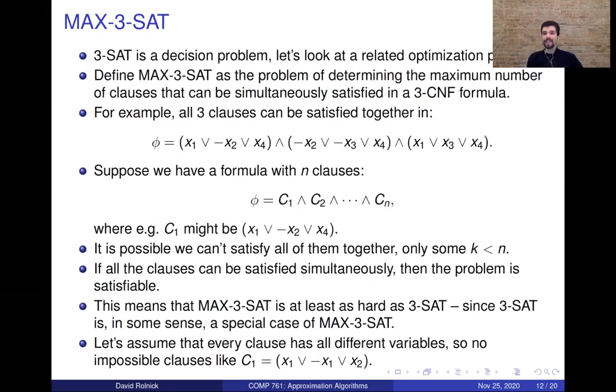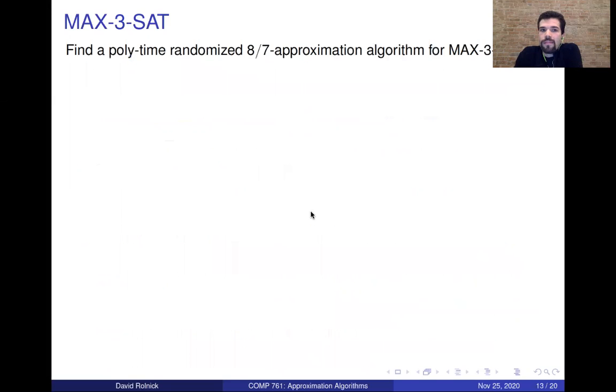Again, we're trying to find the maximum number of clauses that we can satisfy. So let's find a polynomial time randomized approximation algorithm for max 3SAT. And we're going to get pretty close. Remember, the best we could do for an approximation algorithm is a factor of 1, which means we exactly got the optimum. Let's find an 8/7 approximation algorithm. Feels like a bit of a random constant, but we'll see why in a moment.